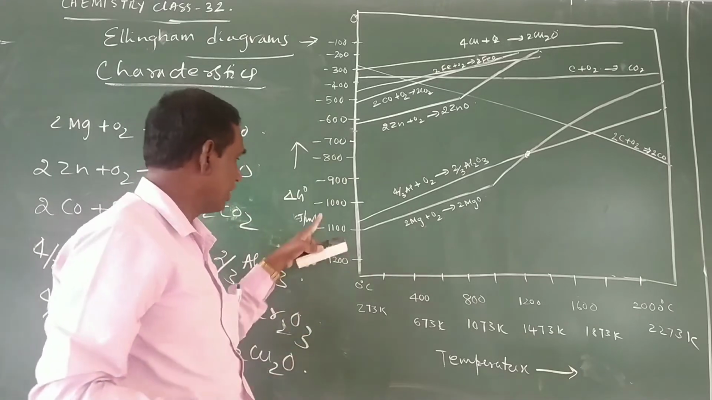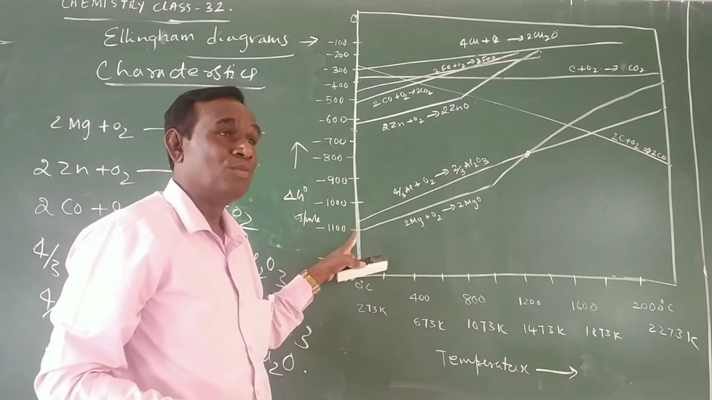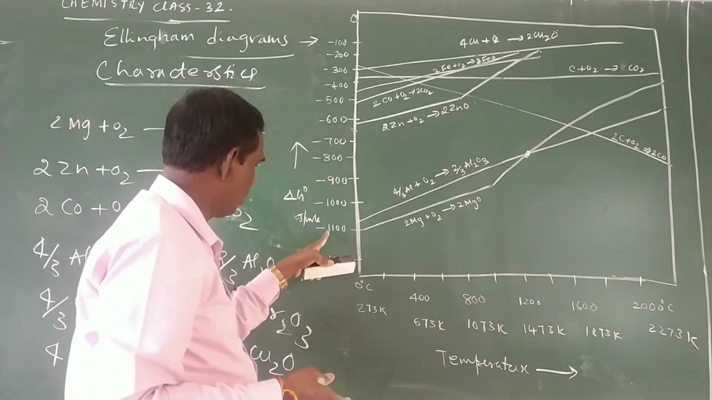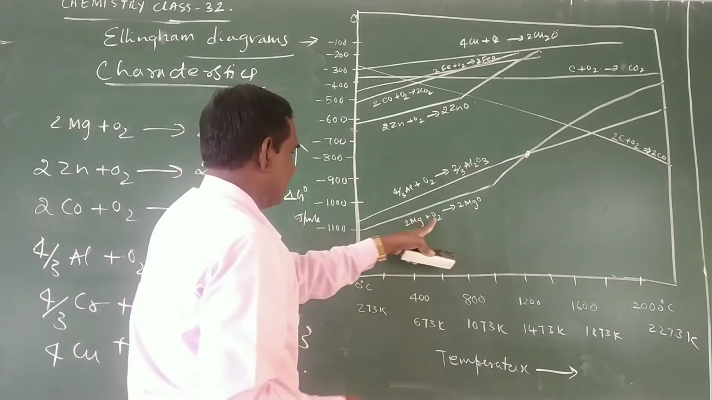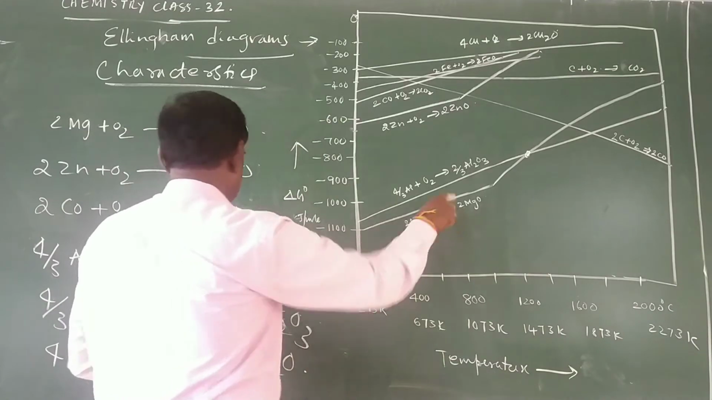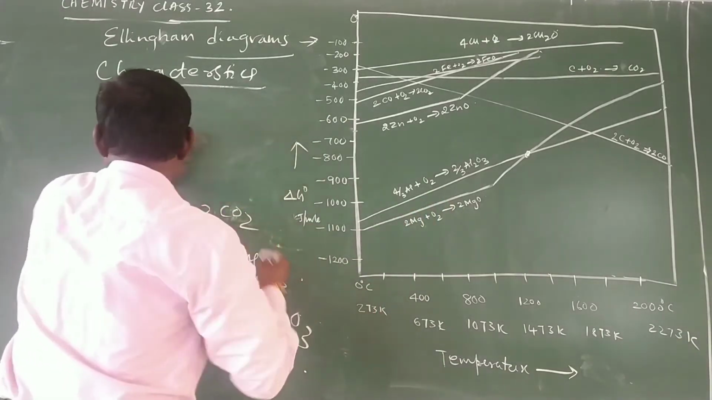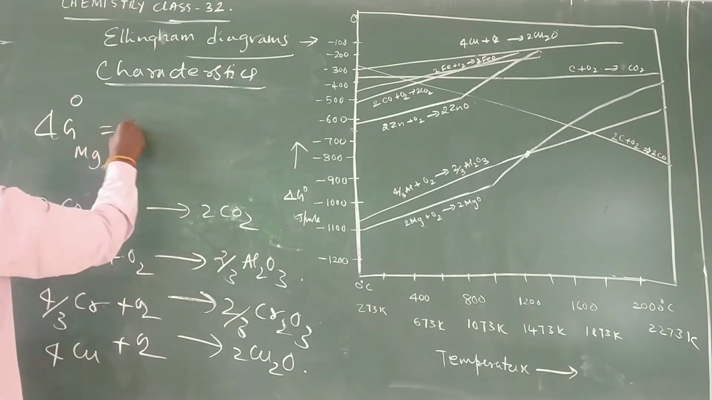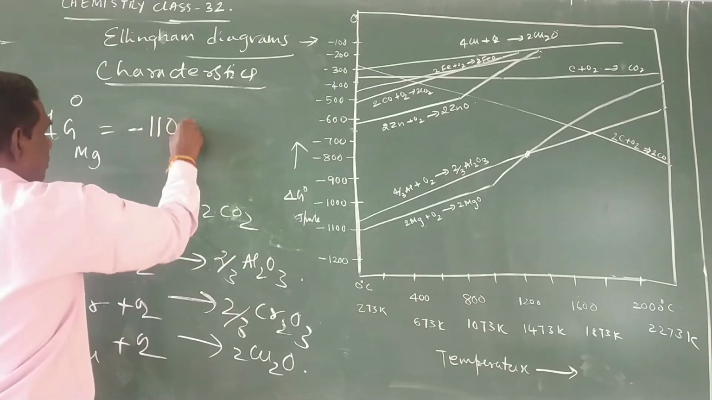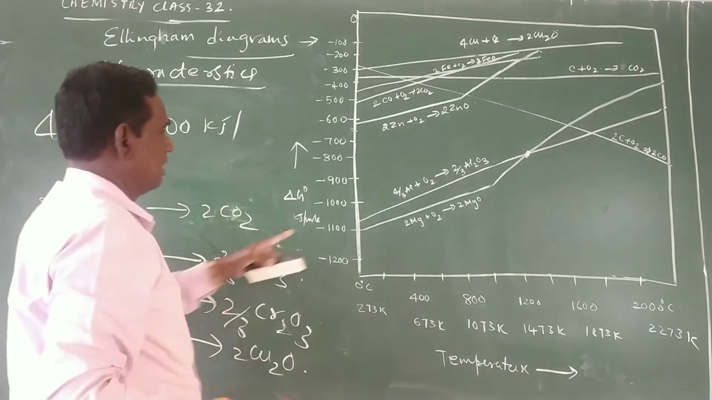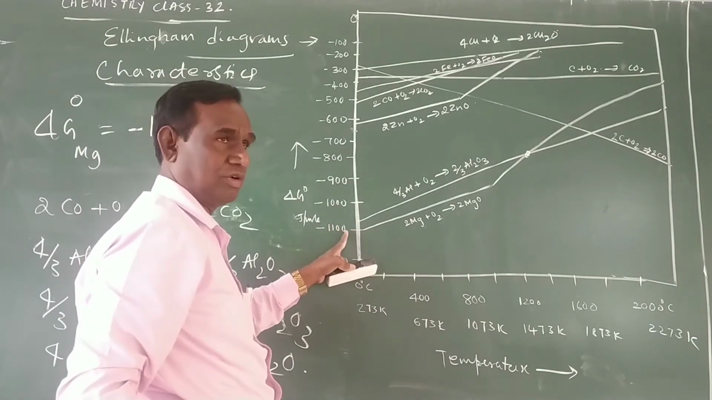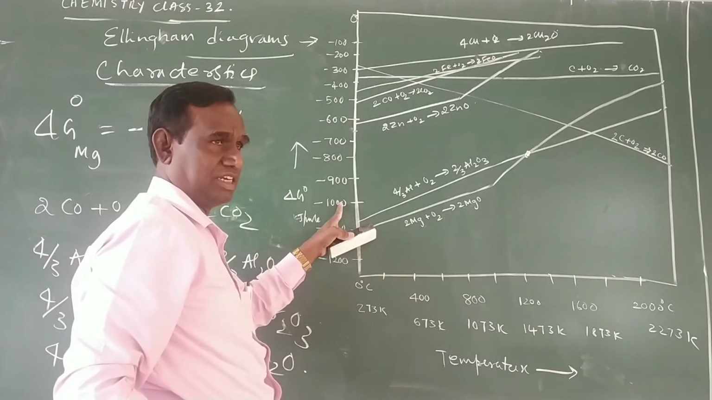That means lower the delta G naught, more stable is the oxide. What is the meaning of this? Lower the delta G naught value. See, what is the delta G naught value of Mg, for example? Delta G naught of Mg is equal to how much? Minus 1100 kilojoules per mole. So aluminum is not minus 1100. It is again more, you see.